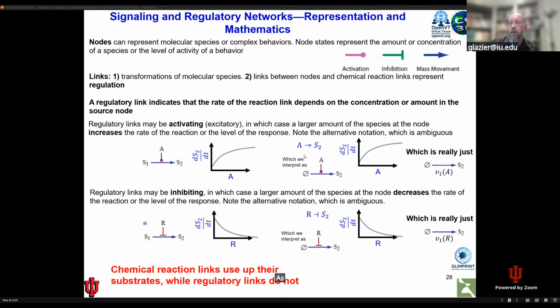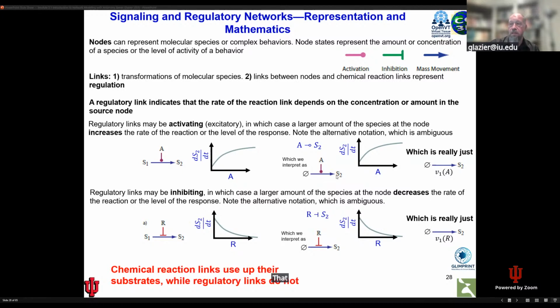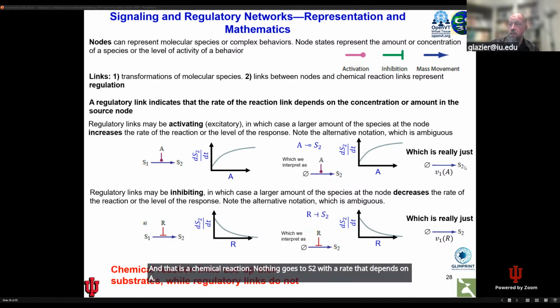As a chemical reaction, it is often written shorthand. A promotes the production of S2. That is interpreted as nothing goes to S2 regulated by A, and that is a chemical reaction. Nothing goes to S2 with a rate that depends on A. Notice A is not used up.